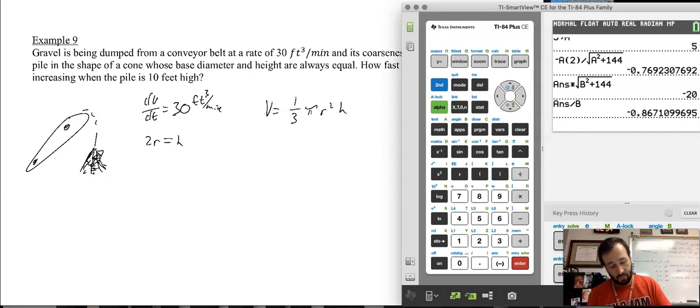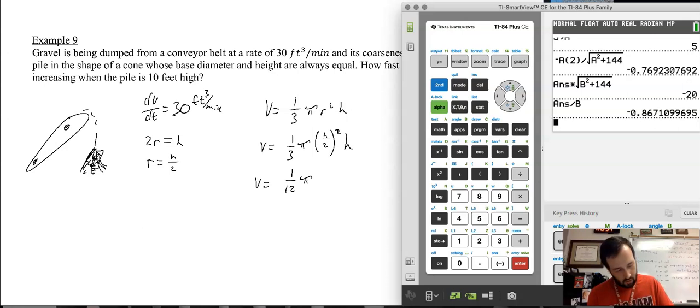So dh dt. So I need to say then that the height is 2 radius, so V equals 1/3 pi. So the radius then is h over 2. H over 2 squared h, which means I have, what, 1/12 pi h to the 3rd power.